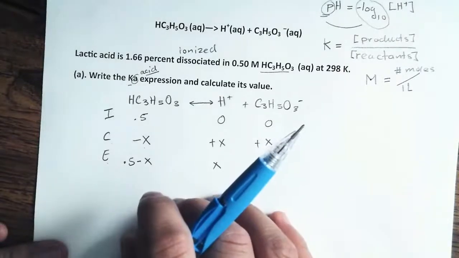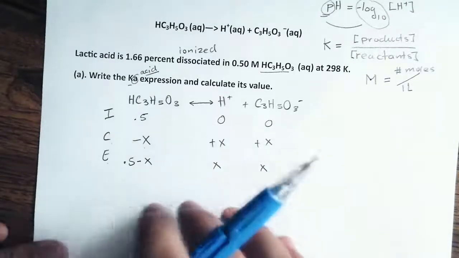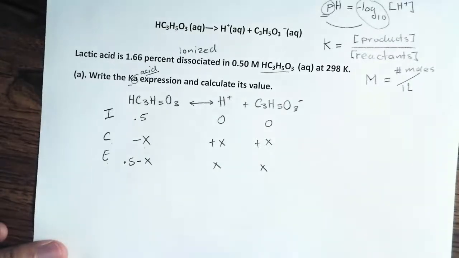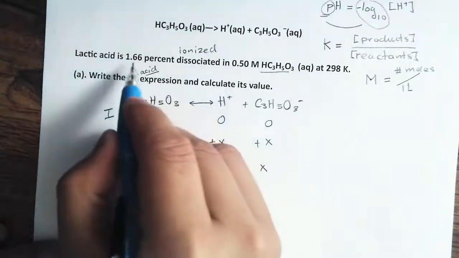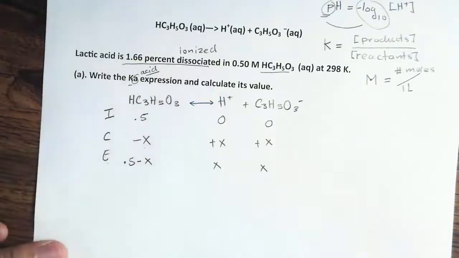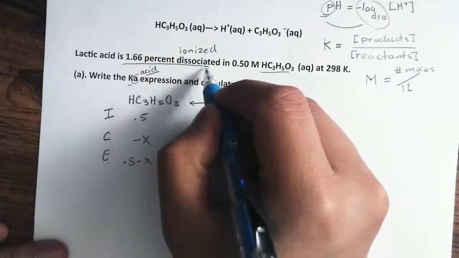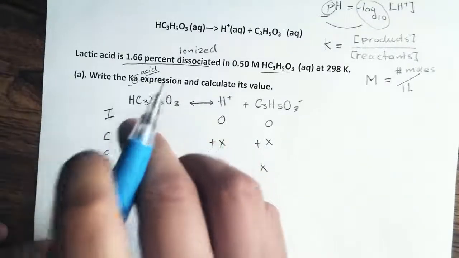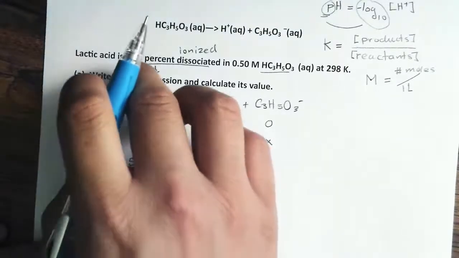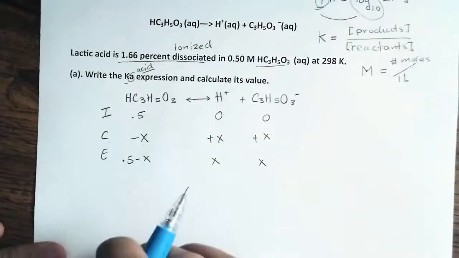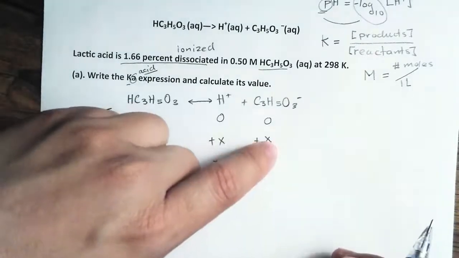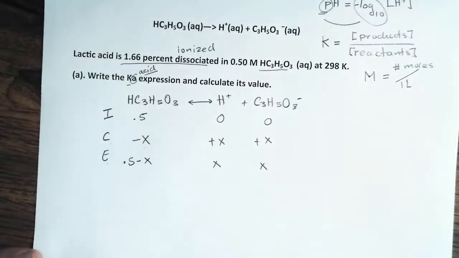Now, if we look at the ICE table, it looks like we don't have enough information to solve for X. But it is hidden in the problem, and that is the percent dissociated. What does the word dissociated or ionized mean? Basically, you initially have a certain amount of acid, and only 1.6% of that is dissociated, or reacted into those ions. So that's where the hidden information is.